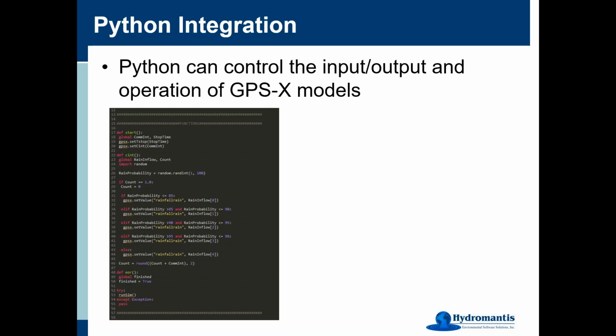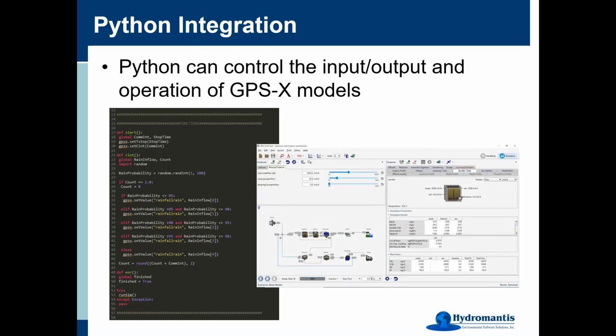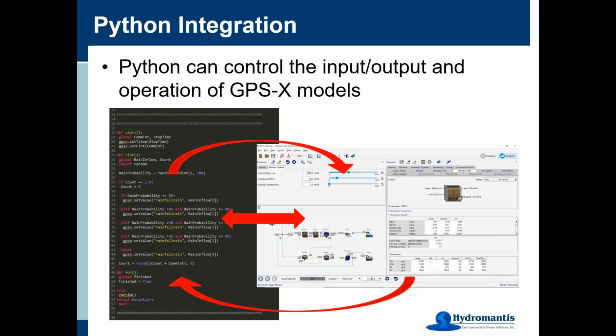The best way to think about this is that it's now kind of a wraparound for GPSX. You'll have your Python code that you will be writing, and it can directly interact with GPSX by setting values. You can send information to the GPSX model and to the interface itself. You can interact with the model while it is running, and you can collect any other information you like and send it back to your Python script. That can be done before, during, or after the simulation.